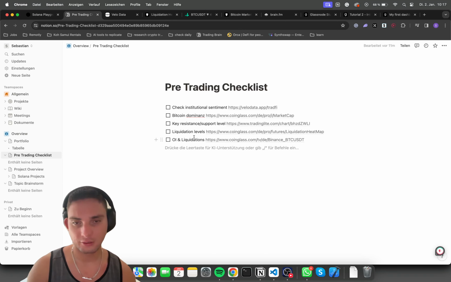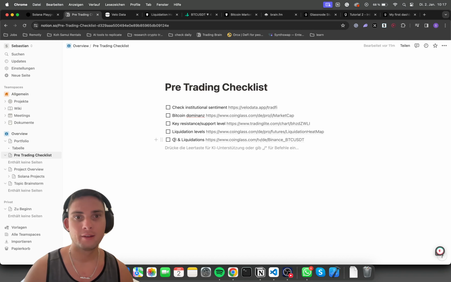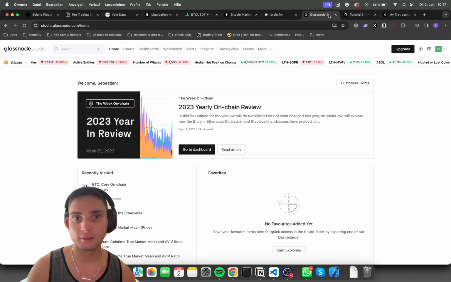Open interest and liquidations. Open interest is interesting to get a feeling for how much leverage there is in the market, and to set it in relation to the price movement. So is there anything else?